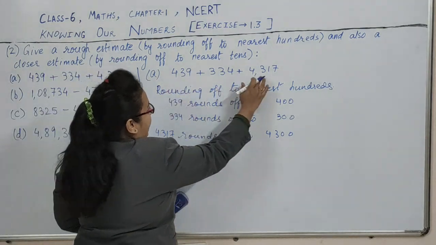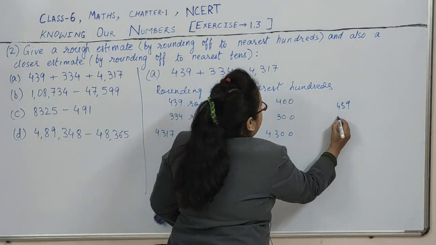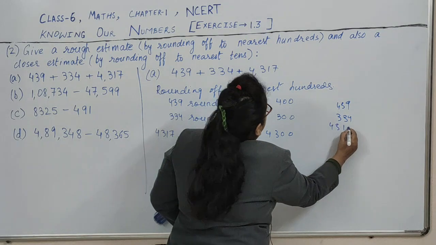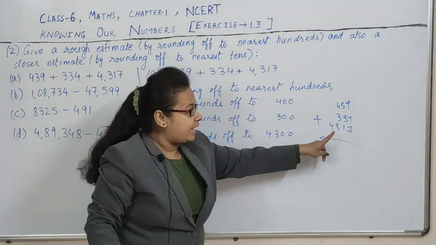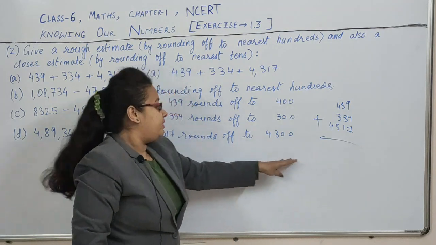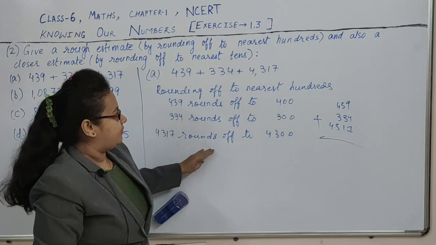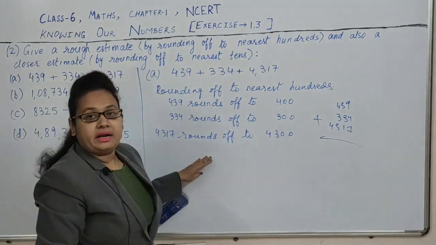Okay, we are not adding directly. We are not going to add it like 439 plus 334 and 4317. We are not going to do this addition. This is the direct and actual addition. We are doing a rough estimate of the sum. We are rounding off these numbers, and then we are adding.